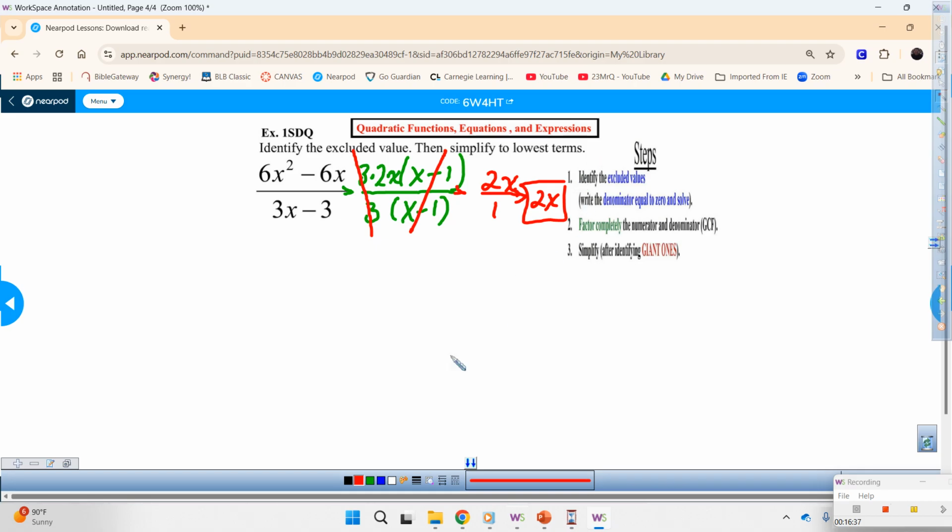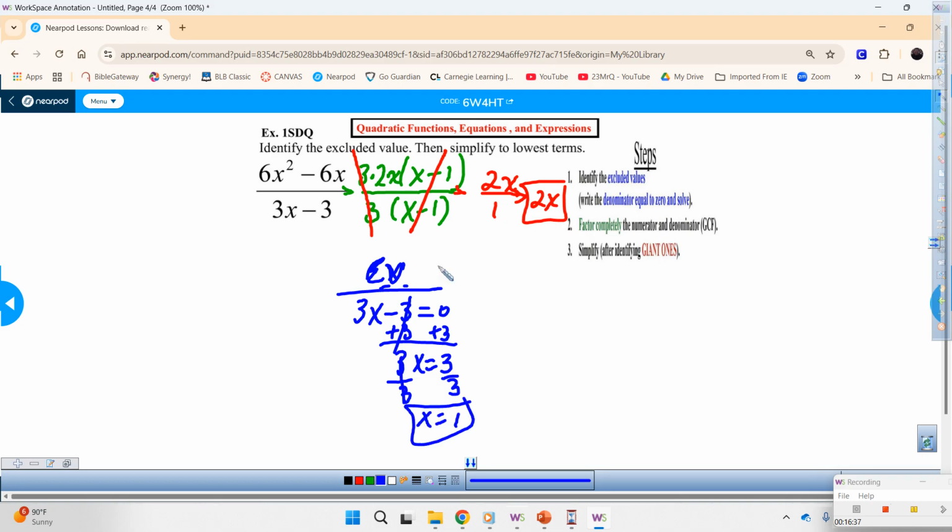All right, now the excluded values. Instead of using the answer, I'm going to use the original. We get 3x minus 3 equal to 0, plus 3, plus 3. 3x equals 3. Divide by 3. x equals 1, so my excluded value is 1.